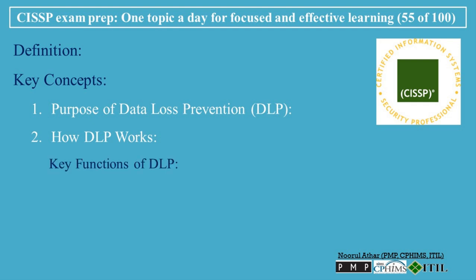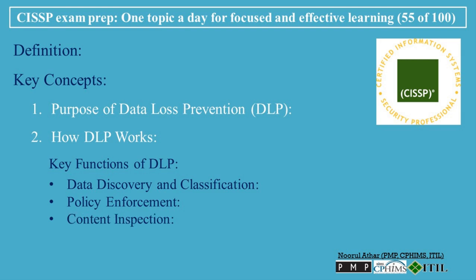Key functions of DLP. Data discovery and classification. DLP systems scan and identify where sensitive data resides across an organization, whether in databases, file servers, endpoints, or cloud storage. This enables the organization to classify and protect sensitive data. Policy enforcement. DLP systems enforce security policies based on predefined rules. These policies dictate what types of data are considered sensitive, who can access the data, and where the data can be transmitted or stored.